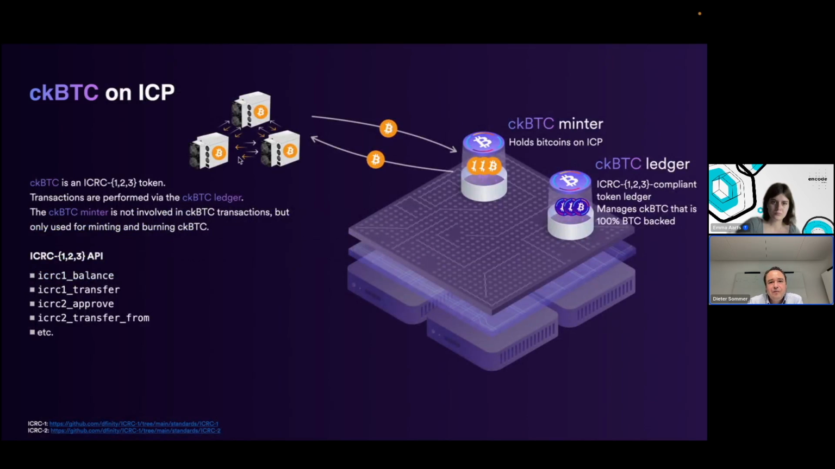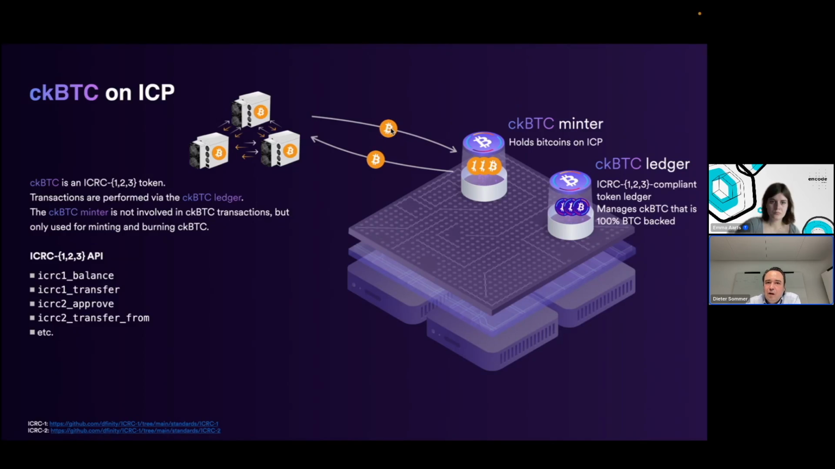So here is the Bitcoin network. Here is one subnet of ICP where we have a ckBTC minter. So this is more or less the brain of the ckBTC token, and then we have the ckBTC ledger. That's just the ledger that manages the ckBTC. So how it works is that any user who owns Bitcoin can transfer Bitcoin to a specific address on this ckBTC minter. And the minter then waits for enough confirmations on the Bitcoin network.